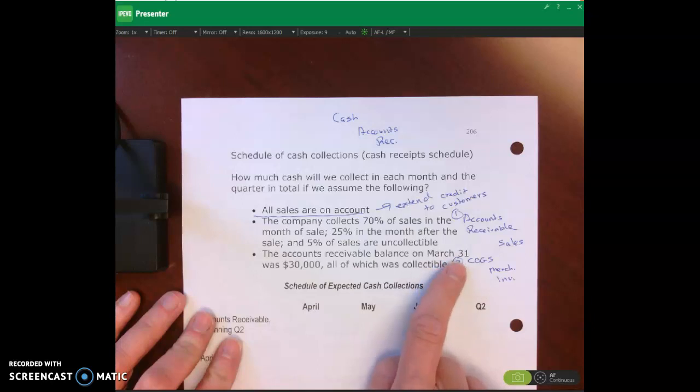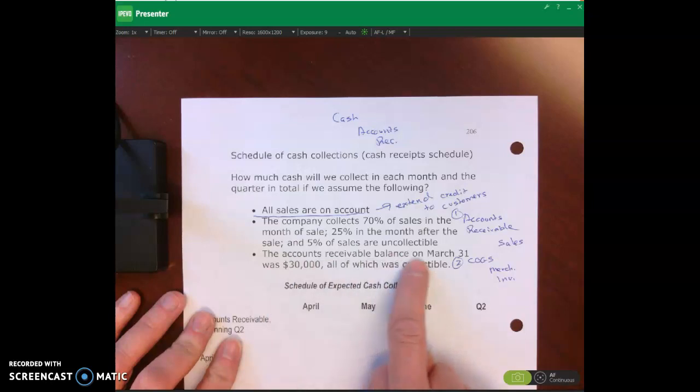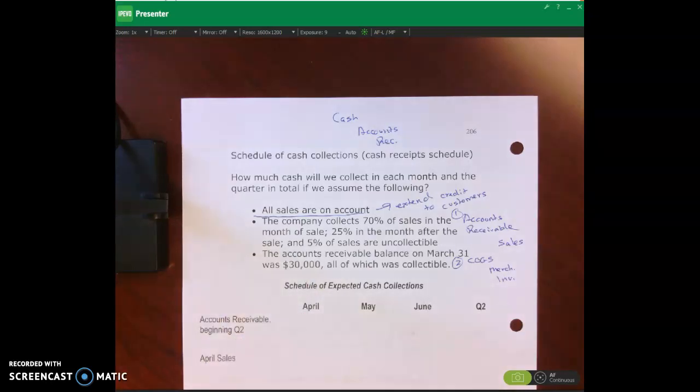This last bullet says the accounts receivable balance on March 31st. March 31st is the end of quarter one, which is then the beginning of April. Think of it this way. This is the accounts receivable balance on March 31st at 11:59 p.m., $30,000. You turn the clock 1 minute forward, that becomes beginning accounts receivable for April, which is also beginning accounts receivable for the quarter, because April is the beginning of the quarter.